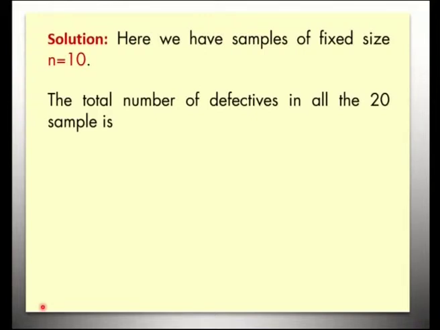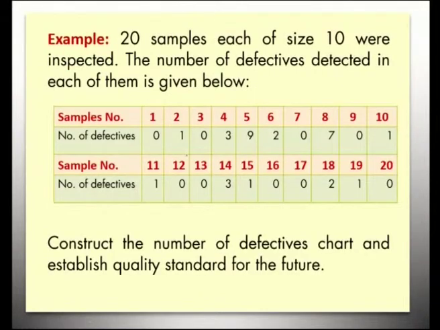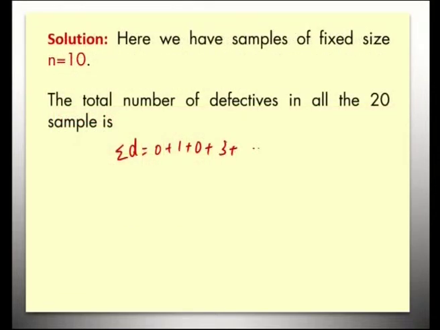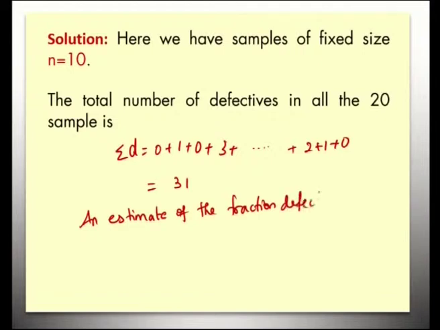Here we have samples of a fixed size, n is equal to 10. The total number of defectives in all the 20 samples is summation D is equal to 0 plus 1 plus 0 plus 3 plus etc. It goes up to 2 plus 1 plus 0, and the value comes to be equal to 31. So, an estimate of the fraction defective is done, that is P bar is summation D divided by n into k, and here there are 20 samples each of size 10, therefore n is equal to 10 and k is equal to 20.